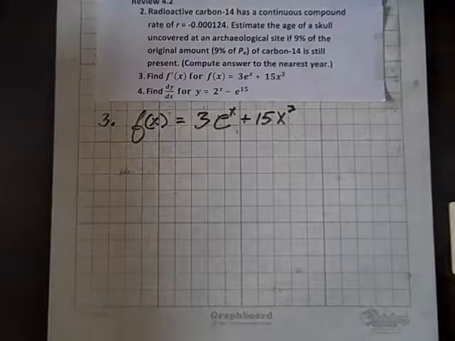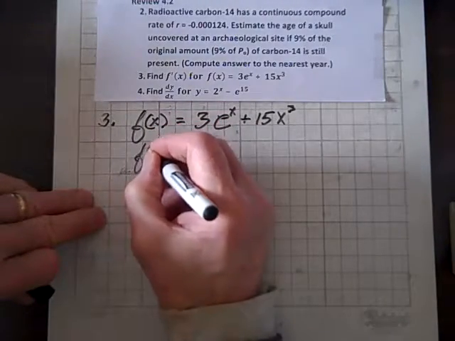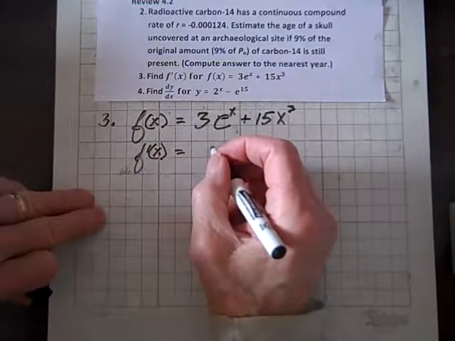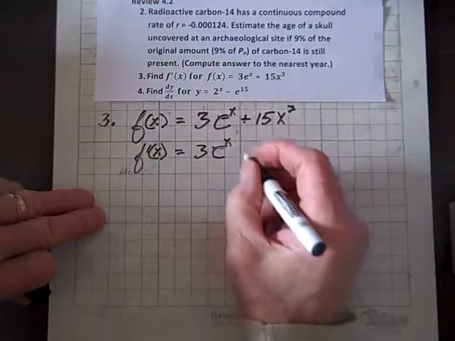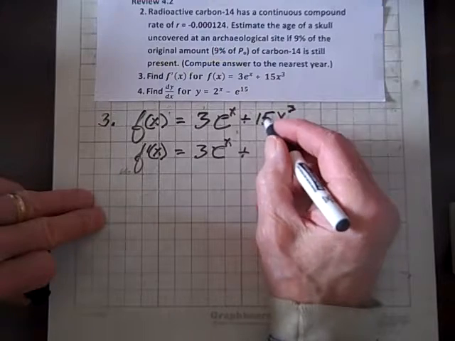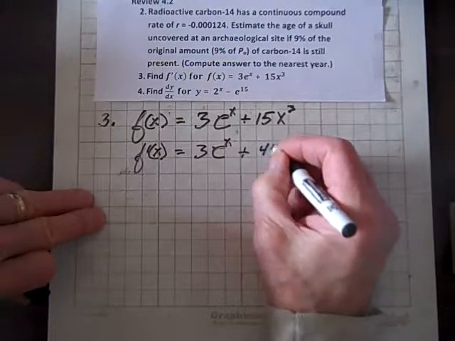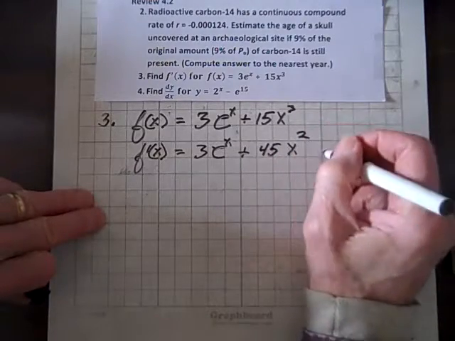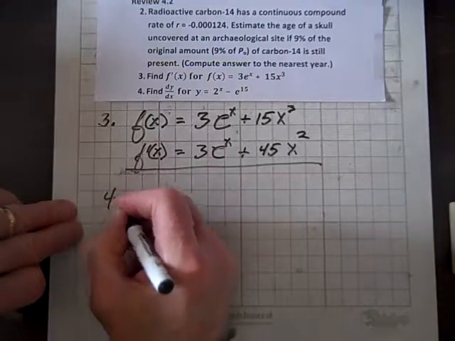Well, now for number 3, we just have to take the derivative of this, so f prime of x equals, and the derivative of e to the x is e to the x, so we just get 3e to the x. Plus, now we're going to have to use the power rule, so we bring the 3 down, multiply it times 15, and we get 45. Then reduce that exponent by 1, and we're done. There it is. Let's do 4 also.